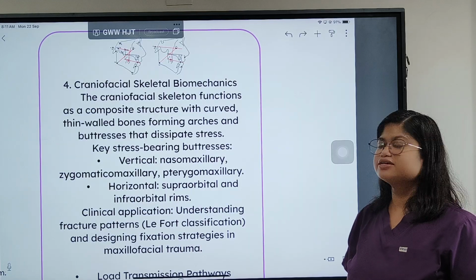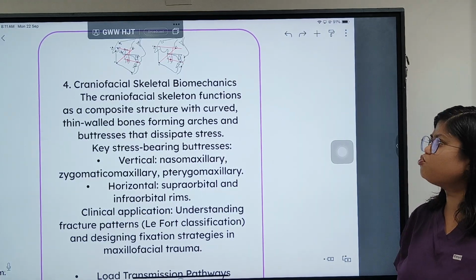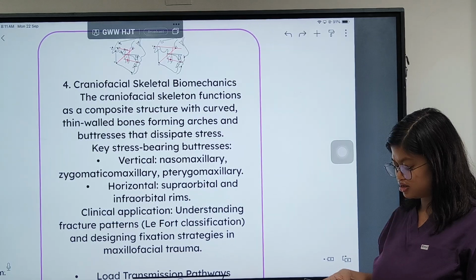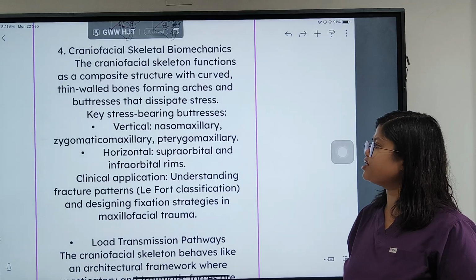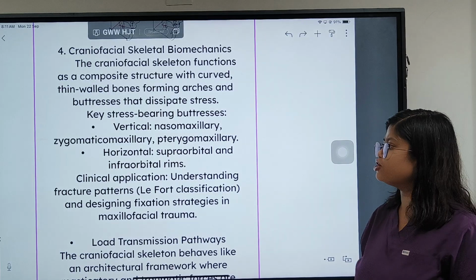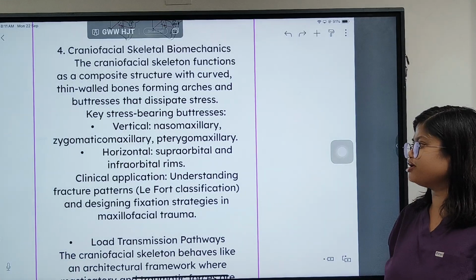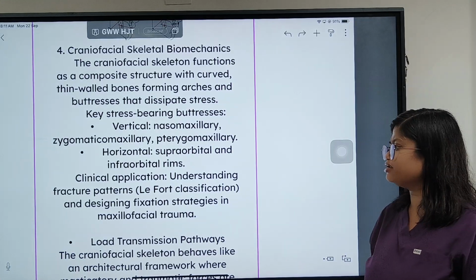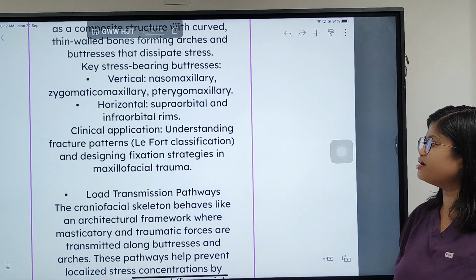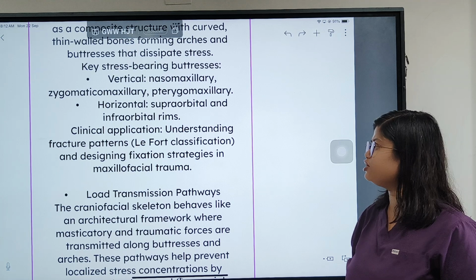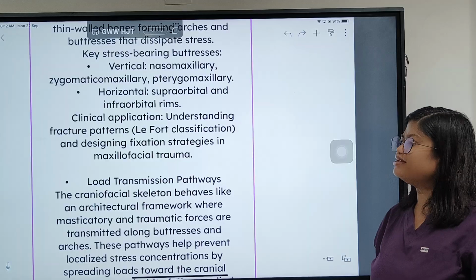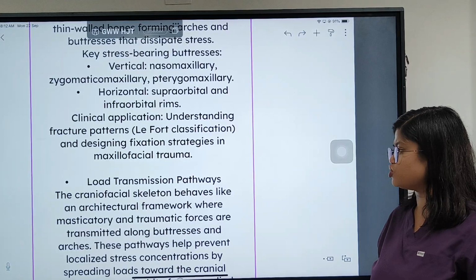So it serves as a composite structure with curved, thin-walled bones forming arches and buttresses that dissipate stress in the system. The key stress-bearing buttresses in the vertical are nasomaxillary, zygomaticomaxillary, and pterygomaxillary, and for the horizontal are the supraorbital and the infraorbital ribs. For these, the clinical application is in the understanding of the fracture patterns, specifically for the management of the Lee-4 classification system of fracture management and designing fixation strategies in maxillofacial trauma.